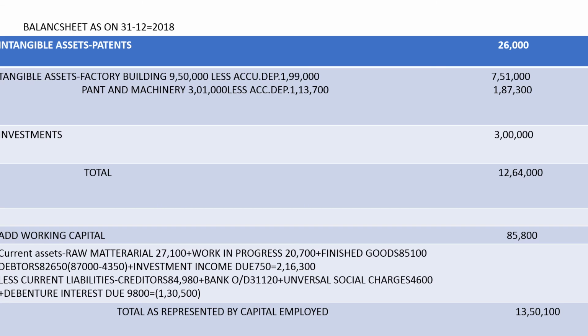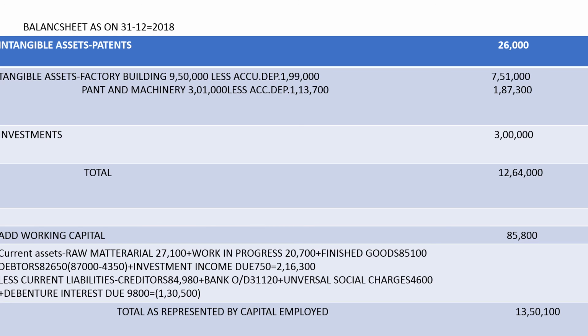Now tangible assets. Factory building 9,50,000 less accumulated depreciation 1,99,000. In the amount column 7,51,000. Plant and machinery 3,01,000 less accumulated depreciation 1,13,700. In the amount column 1,87,300. Investments 3 lakh. The total is coming to 12,64,000.